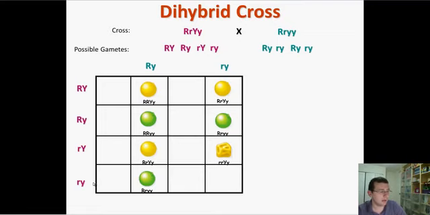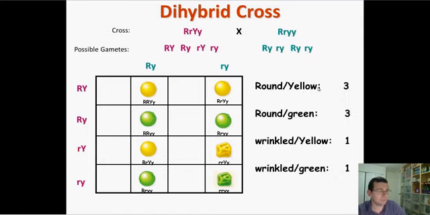Now what about here? You're going to make a little r, little y, which should be recessive for both traits, so it should be green and wrinkled. So this time you have 3 which are round and yellow, 3 which are round and green, and 1 of each of these last 2. So that's how you would do another dihybrid cross just to practice.